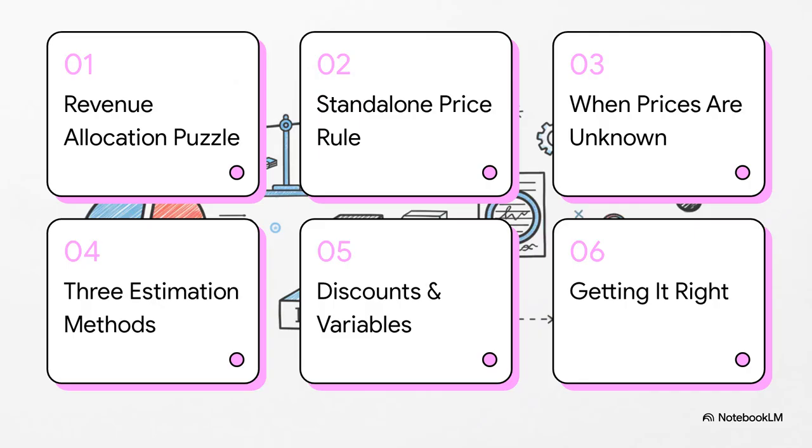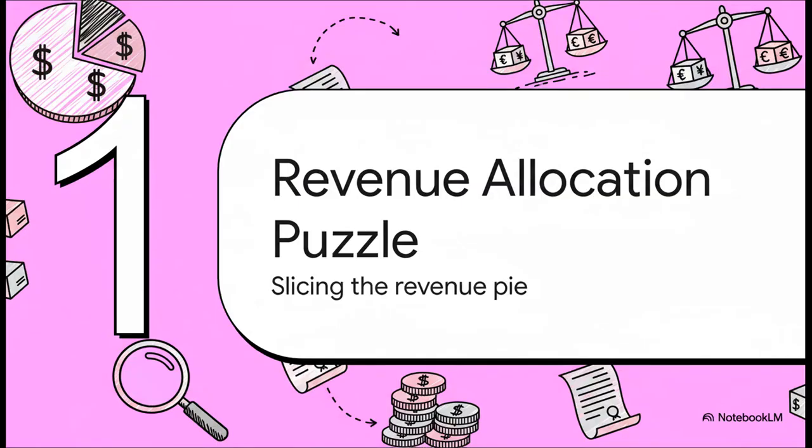Okay, so here's our game plan. First, we're going to frame the problem as a puzzle. Then, we'll cover the golden rule for solving it. After that, we'll dive into the tricky part, what to do when prices are a mystery. And we'll look at the 3 main ways to estimate them. We'll also tackle some curveballs like discounts and finish up with how to make sure you've actually gotten the allocation right. So let's start with the puzzle itself.